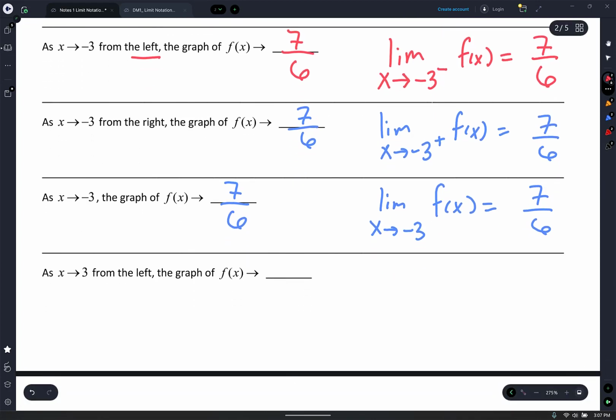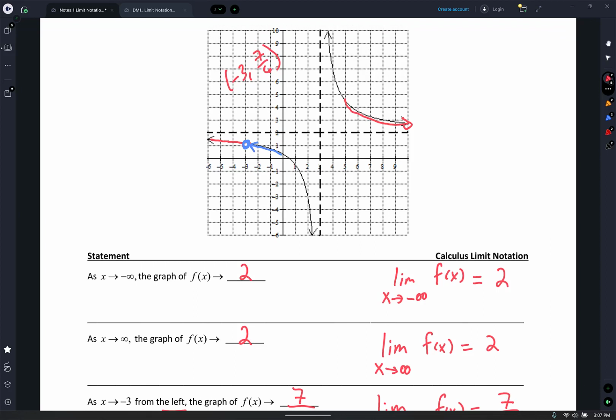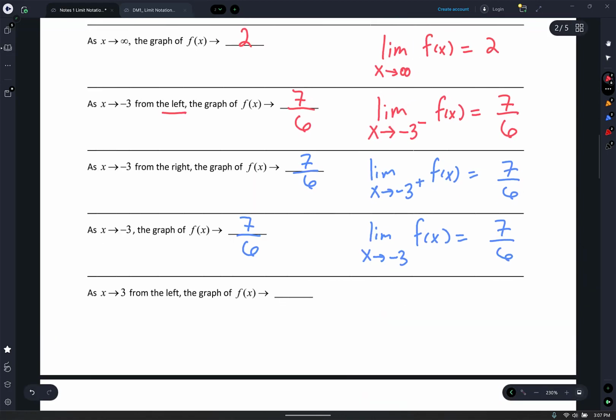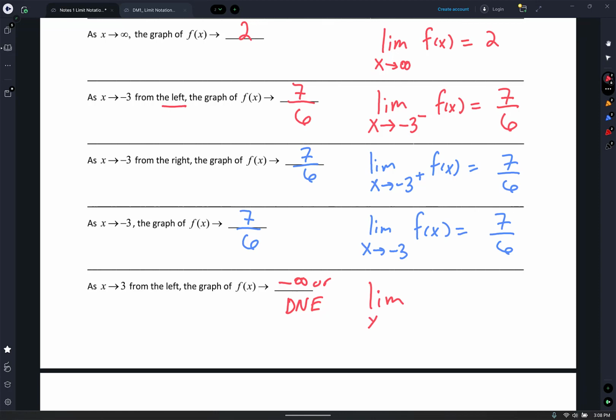So now this one just says, as x approaches 3 from the left, the graph of f of x equals. Okay, so if I approach 3 from the left, it looks like it's approaching negative infinity. You can also say it does not exist because you don't converge to a number. So you can say both are solid. You can say negative infinity or DNE. DNE stands for does not exist. So you can write limit as x approaches 3 from the left of this function, and you can say either negative infinity, which is a behavior, or you can say DNE, does not exist.